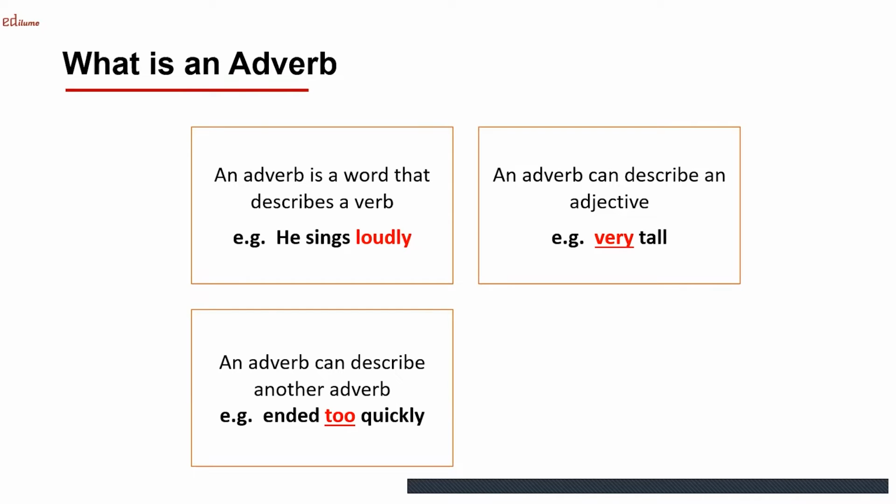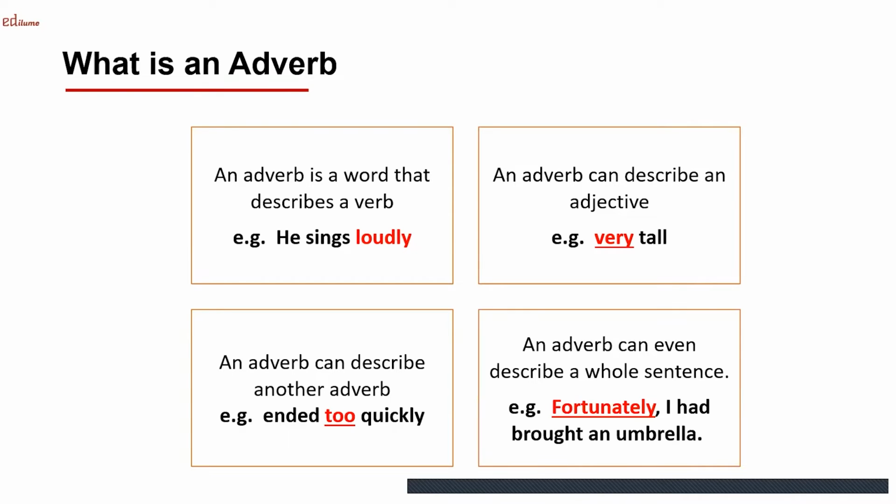An adverb can also describe another adverb. For example, he did it too quickly. Quickly is an adverb, and too is describing that adverb. An adverb can even describe a whole sentence. For example, fortunately, I had brought an umbrella. I hope you get the idea of an adverb.